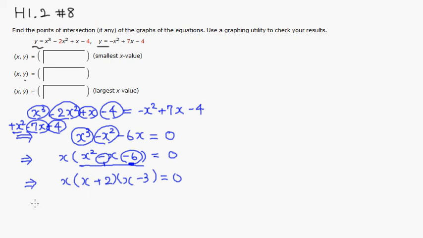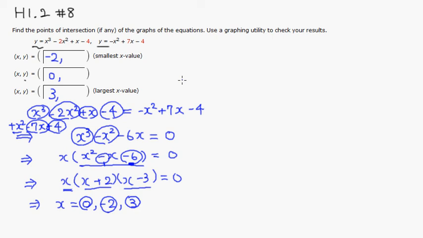From here we can get x values. x could be 0. To make this factor equal to 0, x equals negative 2. And making this one equal to 0, x is equal to positive 3. So we found 3 x values. We want the smallest x value first, so negative 2, then 0, then positive 3. We put those in as the x coordinates of our points.